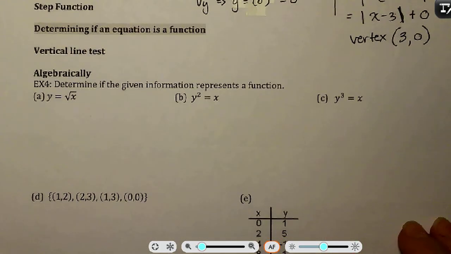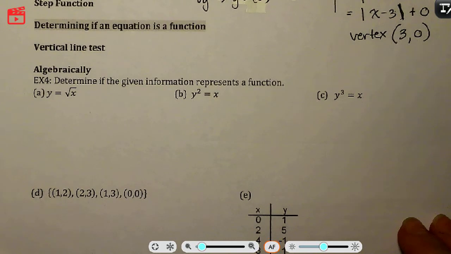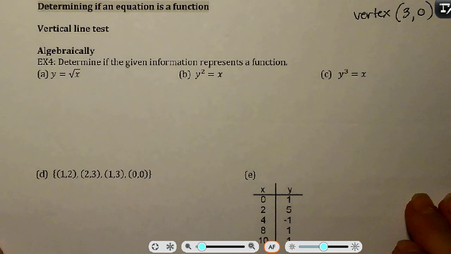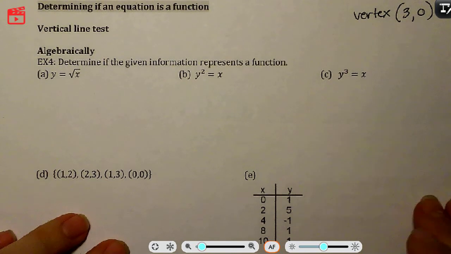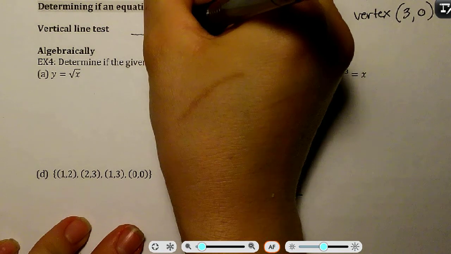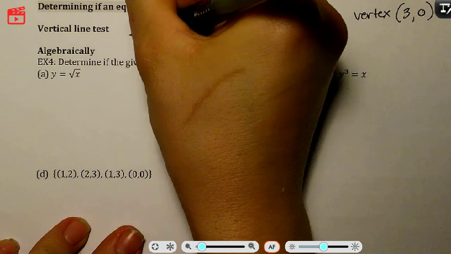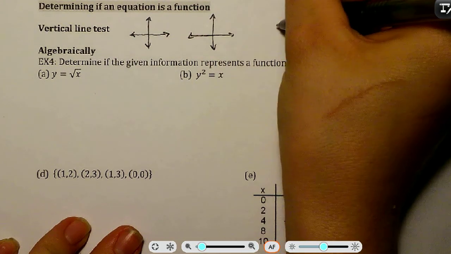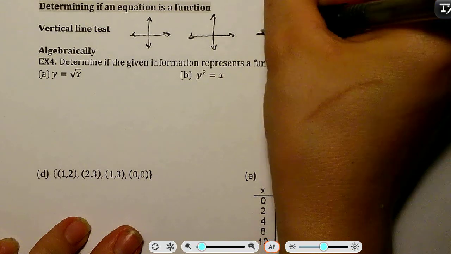But let's look at determining if an equation is a function or not. So we have this one thing called the vertical line test, which is pretty much exactly how it sounds. So I'm going to draw a few examples of graphs. Now, they are not all functions, but we're going to use a vertical line test to determine which ones are functions.